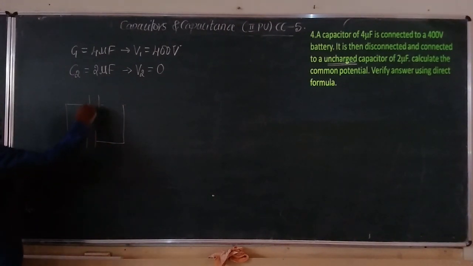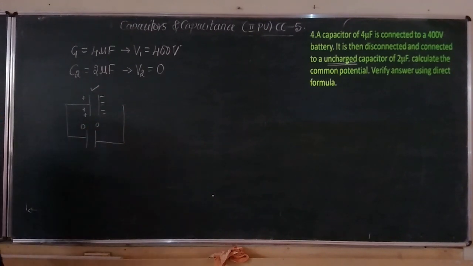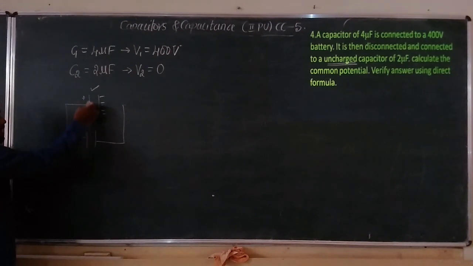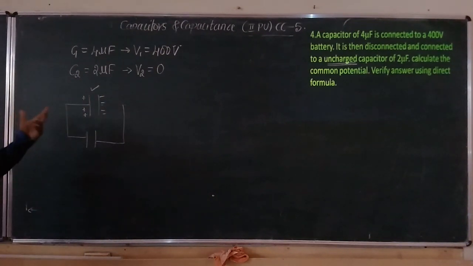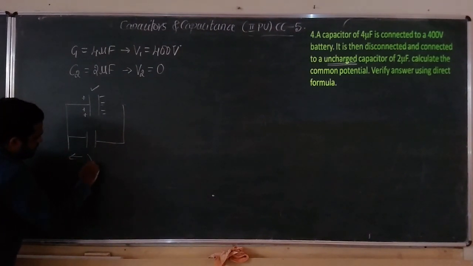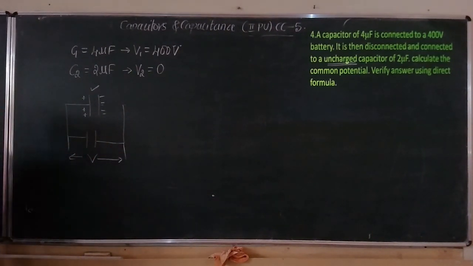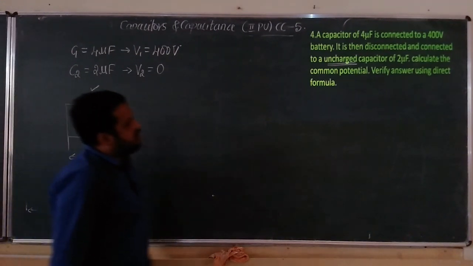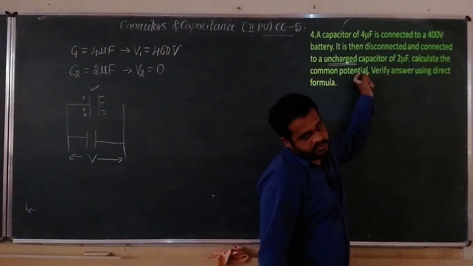So what happens in this case? This is charged, it will have a certain amount of charge on it. This is uncharged, total charge is 0 in this case. So when these two are connected in parallel, charge will flow from this capacitor to the other. So this capacitor gets charged and this capacitor gets discharged. So here a common potential difference is created across the combination. Now what is the value of that common potential difference?